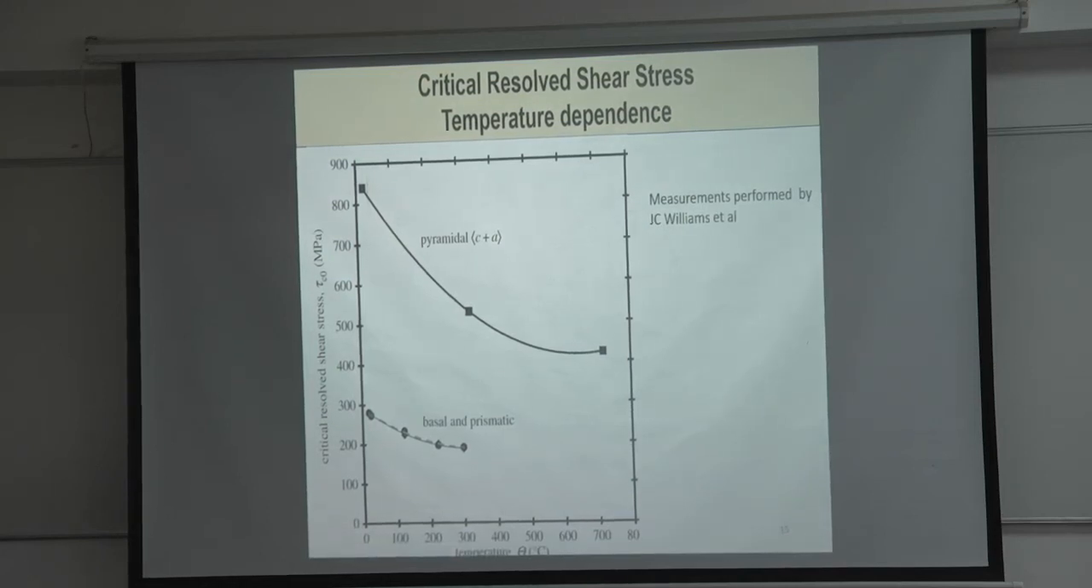So this is where Jim Williams became big, actually. One of the classic works in the literature by Jim Williams and Neil Paton and those guys at Rockwell Science Center. These were the measurements performed by Jim Williams, and he was the first author. Critical resolved shear stress on the y-axis, as a function of temperature.